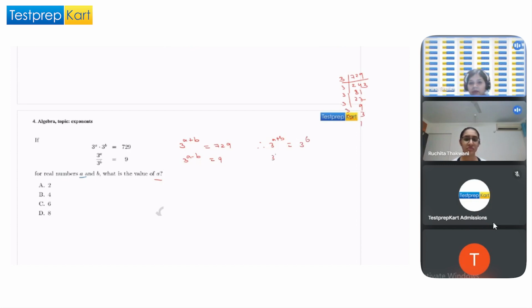And in the same way here also, A minus B is equal to 2, as 3 square will come. Now the base is the same, that means the power is the same. So you got linear equations: A plus B is equal to 6 and A minus B is equal to 2. Now solve it. A is equal to 4. Yeah.